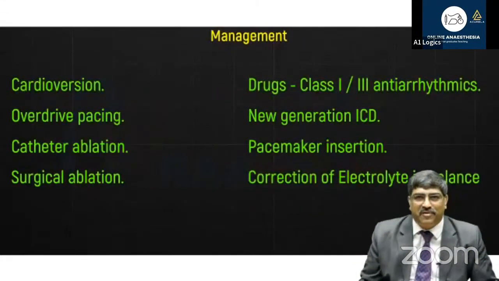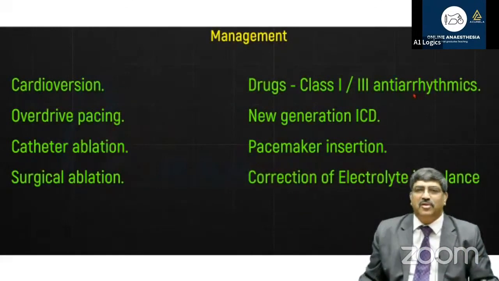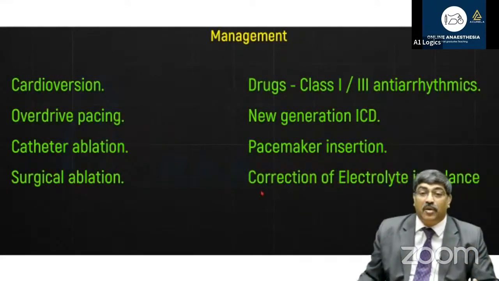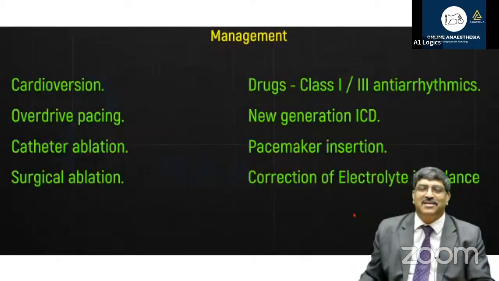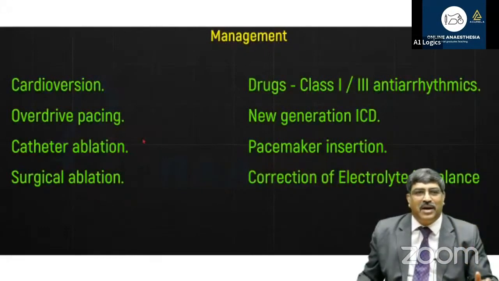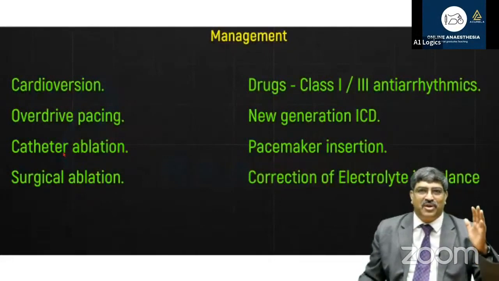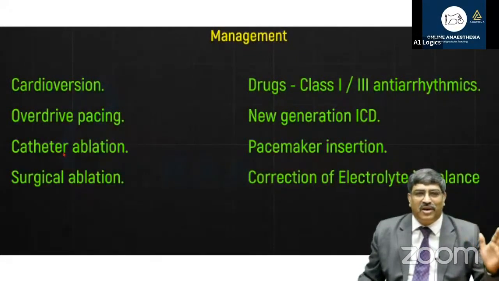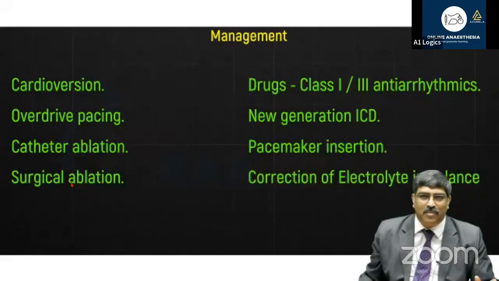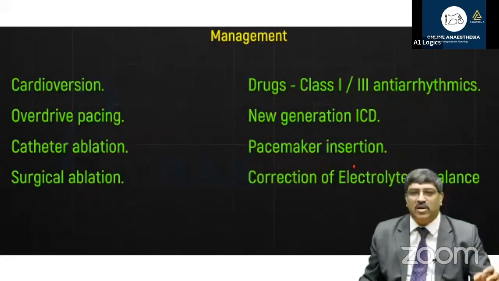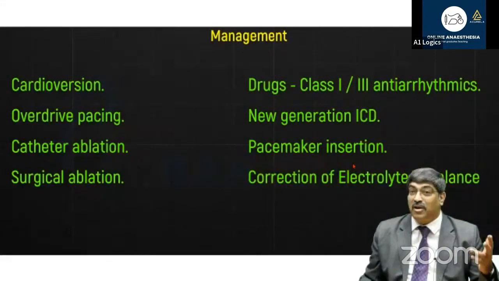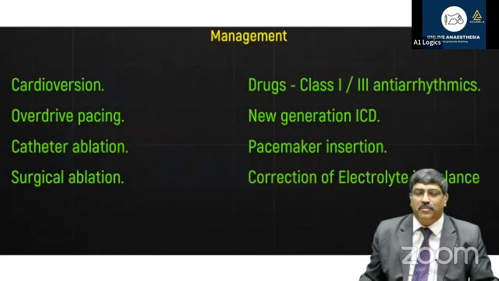Coming to management of arrhythmias, first and foremost, you are going to try antiarrhythmics which may not work, and the most important thing is you have to take care of the electrolyte imbalance, and if there is hemodynamic instability, you have to go with cardioversion or overdrive pacing. As I said earlier, if nothing works out, you have to go for a catheter ablation or a surgical ablation. Now, new generation ICDs which suit congenital heart disease and small kids are available. You have to implant particularly when the arrhythmias are malignant. Pacemaker you do for bradyarrhythmias.